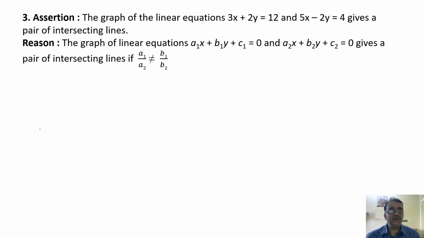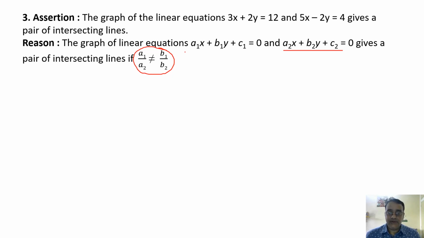So now we are moving toward the third question. The graph of the linear equations 3x plus 2y is equal to 12 and 5x minus 2y is equal to 4 gives a pair of intersecting lines, and the reason is given. The graph of linear equations a1x plus b1y plus c1 is equal to 0 and a2x plus b2y plus c2 is equal to 0 gives a pair of intersecting lines if, right? So intersecting lines हम लोग को कब मिलता है? When the solution is unique, only one solution, right?